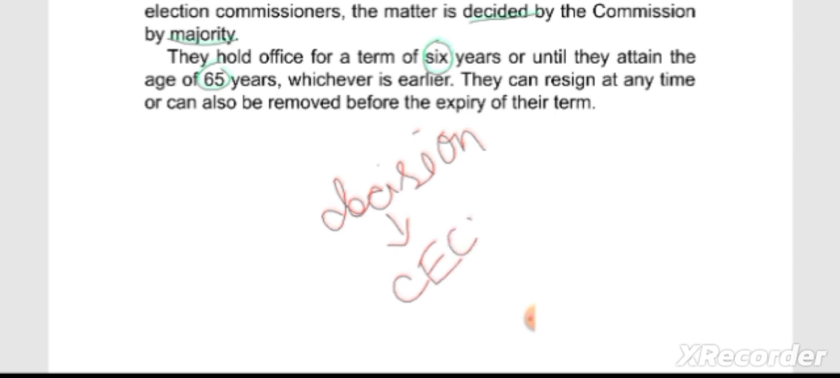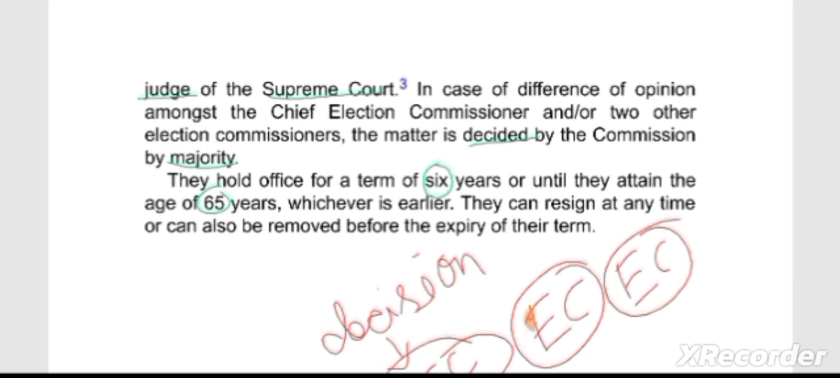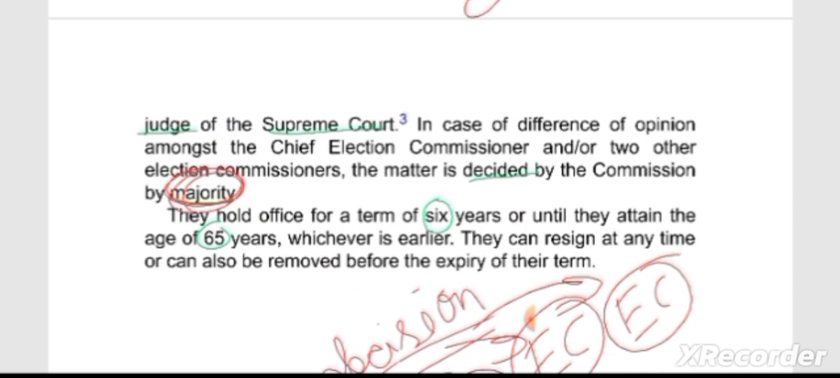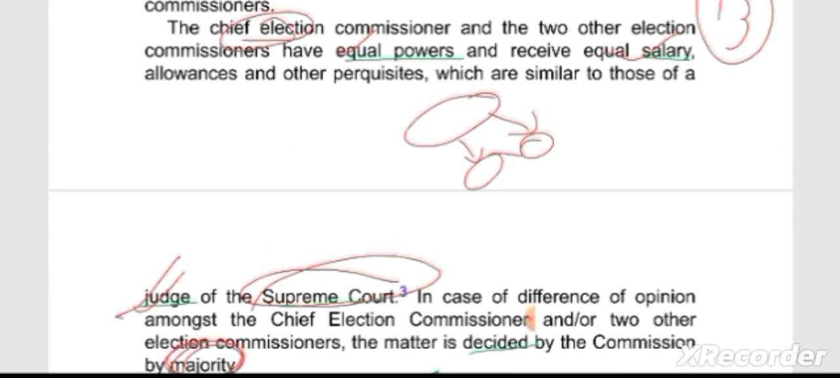Anyway, the decision-making power is given not to the CEC alone; for any decision, all of these people have to come together, and the majority decision is taken, and that's how they can make decisions, right? So all three of them have to take it. Now that being said, judges of the Supreme Court are given some of the power, right?